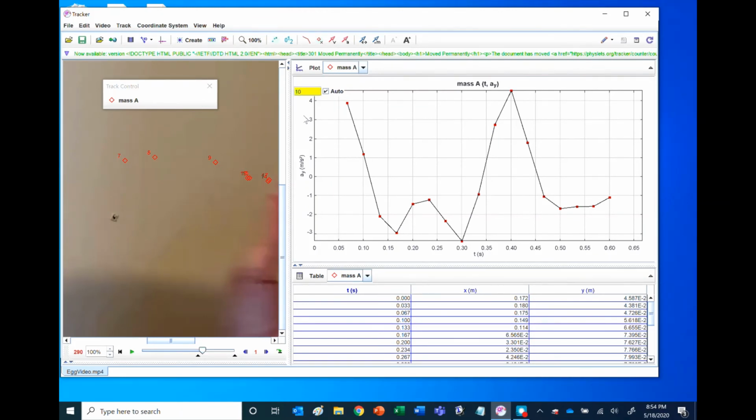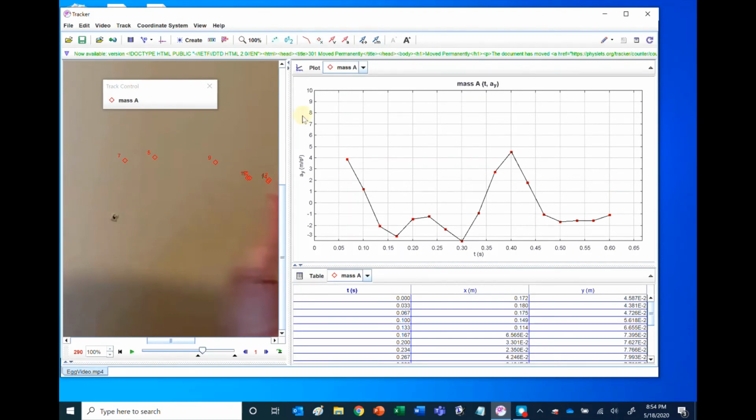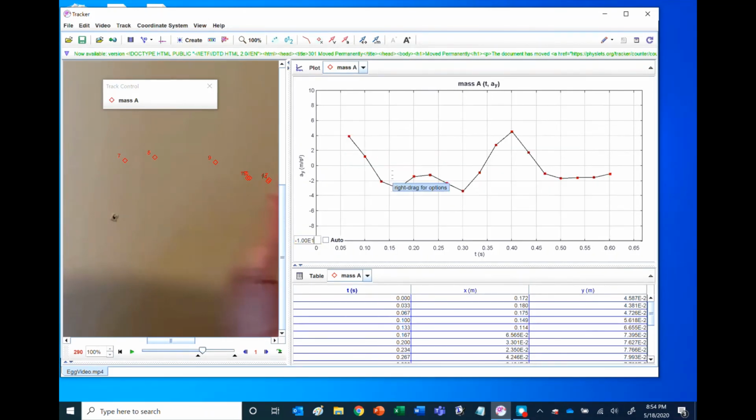So if I want 10, there. Now 10 is the top. If I want -10 at the bottom, I just hold my mouse here, type in -10. So now it's from -10 to +10. And you can do the same thing on the horizontal axis, here and here.